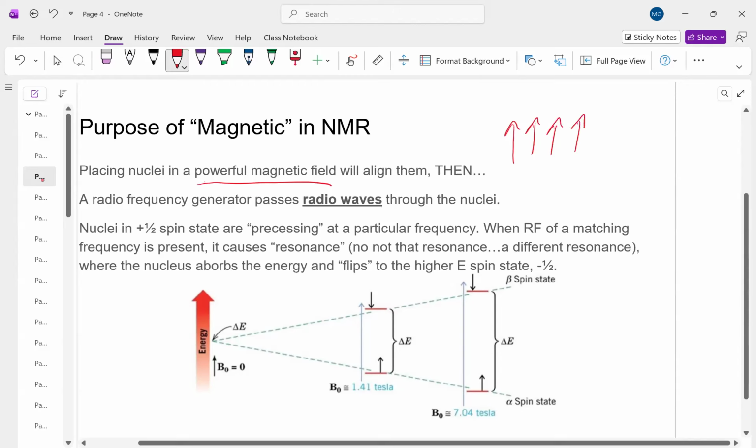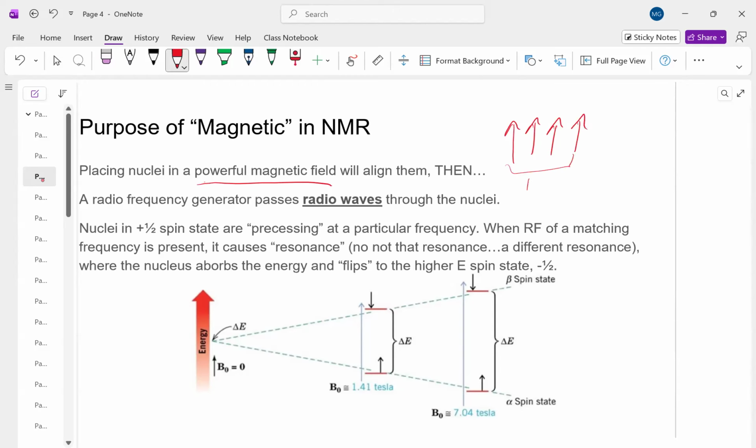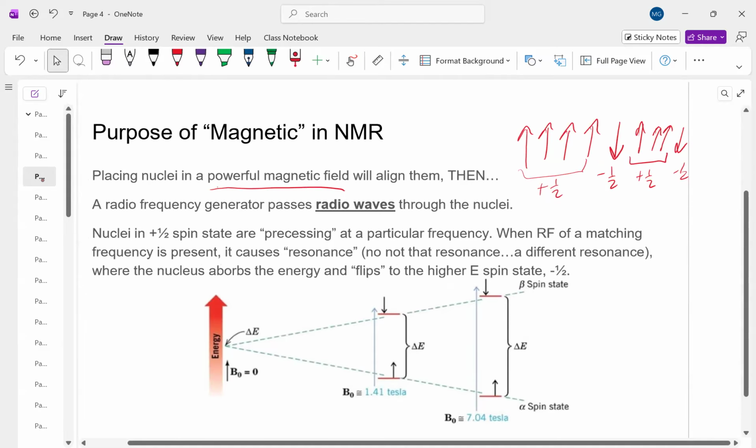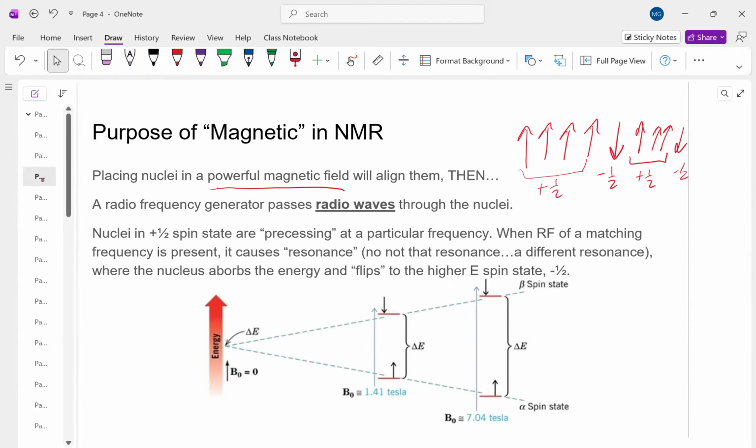So these are plus one halves here. And then we're going to say this is the minus one half. And then we got some more plus one halves, and then maybe another minus one half. But notice now you're not oriented in a random direction. So imagine your hand is straight up if you're right-handed. If you're left-handed, your hand is straight up.